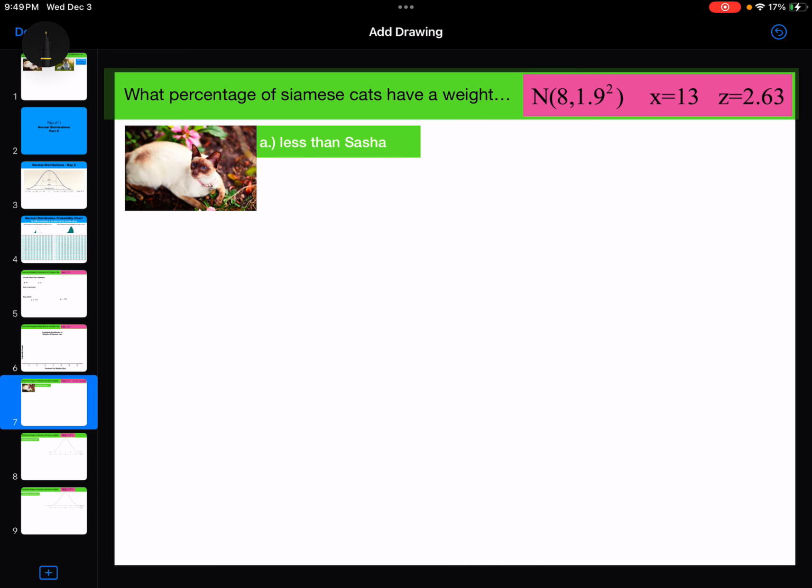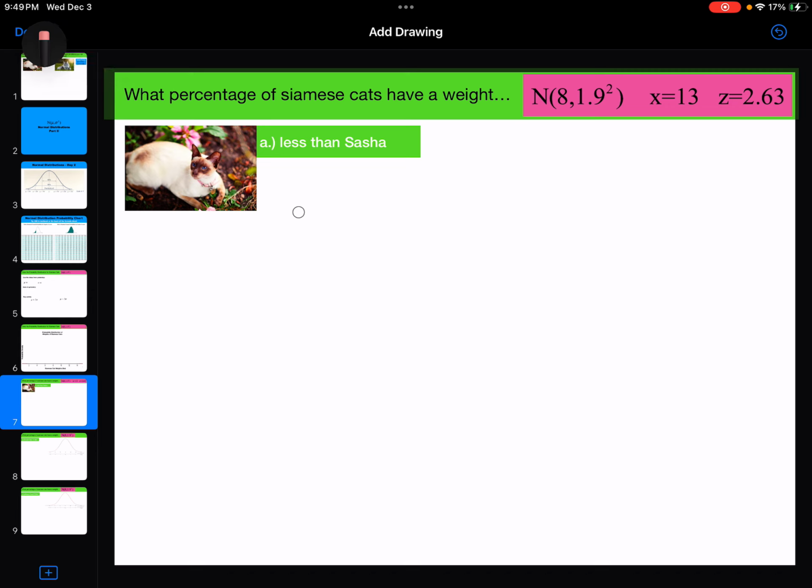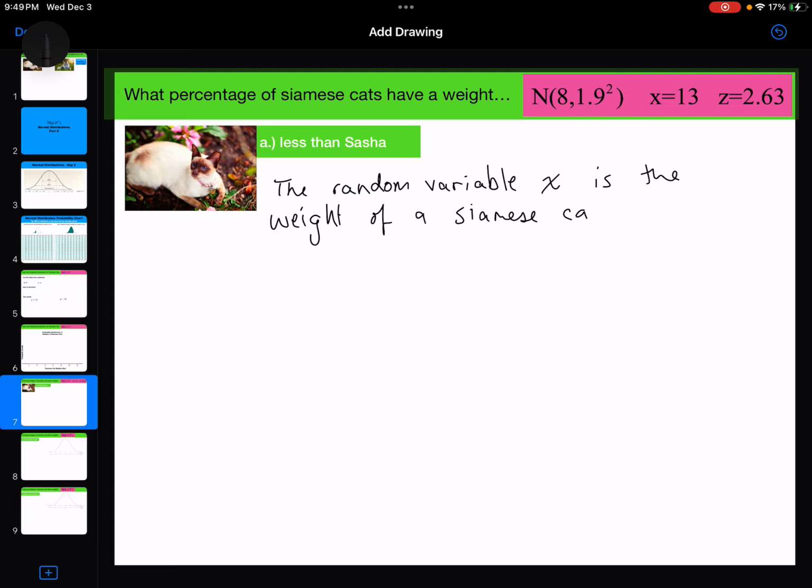So I'm going to start by writing that key point down. I want to find the probability, we should define our X actually. So the random variable X is the weight of a Siamese cat. So we want to find the probability that X is less than 13. Because again, the probability that X is less than 13 is the same as the percentage of things that are less than 13.